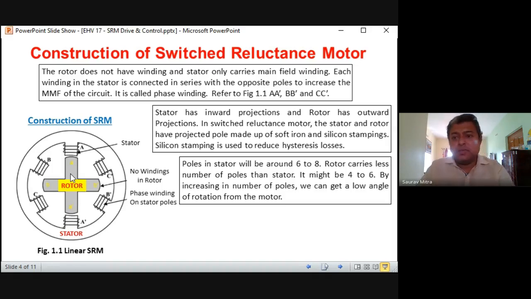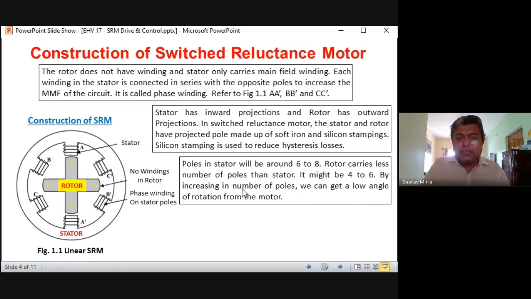And the rotor is actually rotating at very high speed because we are changing these A, B, C or A dash, B dash, C dash poles very fast. Because we manually are not doing it, it is done by electronics. Whatever monostable multivibrator, astable multivibrator, pulse generator you have studied, those kinds of things are actually used to give the stator pulses. The poles in the stator will be around 6 to 8.